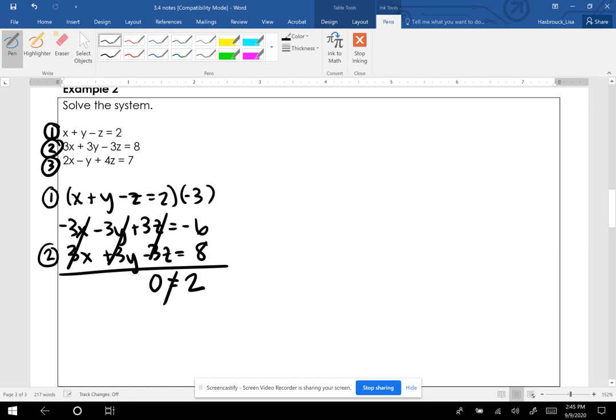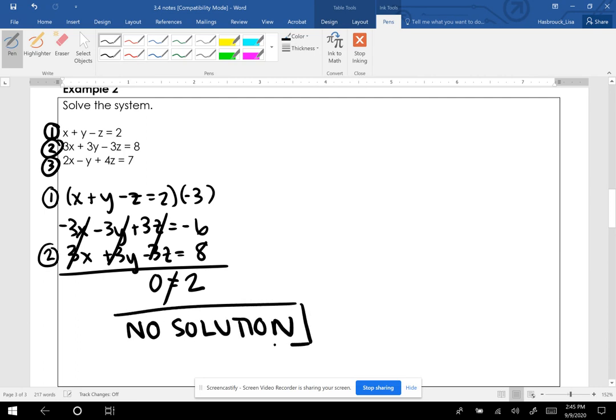0 does not equal 2. This is a quick and easy problem because we get this answer that is not correct. 0 does not equal 2. Our answer is no solution, and we are done. Just don't forget to write no solution.